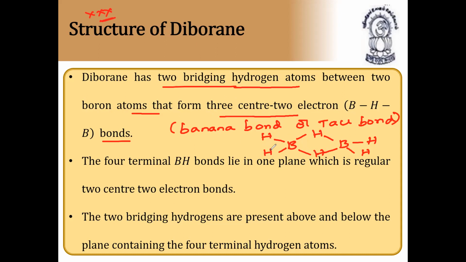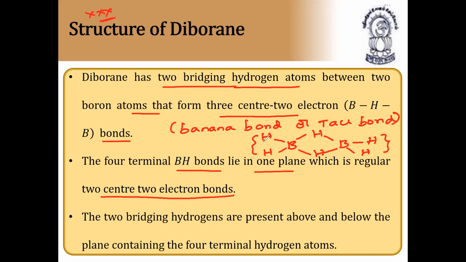So 3 centered 2 electron. This is 1, 2, 3. So it contains 3 centered 2 electrons. What does 3 centered mean? First, second, third, and 2 electrons. So this is what is called a 3 centered 2 electron bond. The 4 terminal bonds are called terminal bonds. These 4 terminal BH bonds lie in one plane, which are regular 2 center 2 electron bonds.